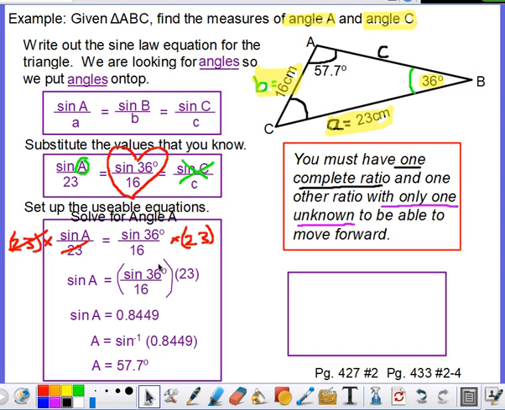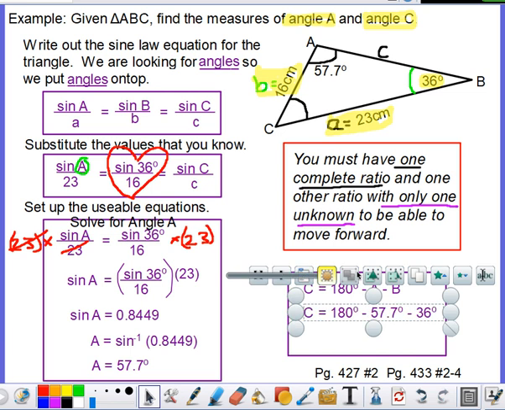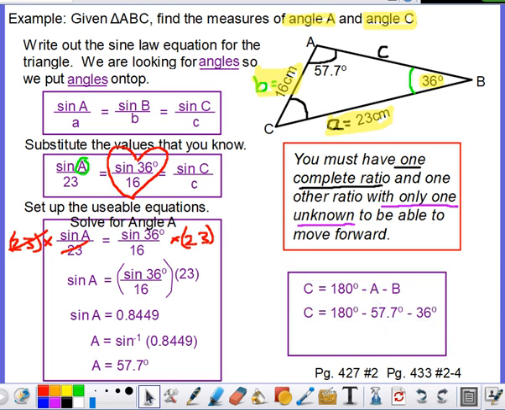Now, at this point, you might think we're doomed because we don't have this third ratio to solve for the third angle, which is angle C. But don't forget that the sum of the interior angles of a triangle add up to 180. So that means angle C equals 180, take away angle A, take away angle B. We sub in our values for angle A and angle B: 180 minus 57.7 minus 36. Please use a calculator here. We press equals, and you should get approximately 86.3 degrees.